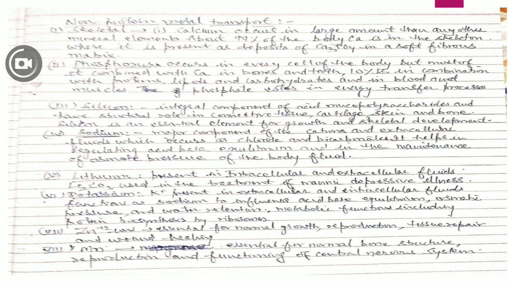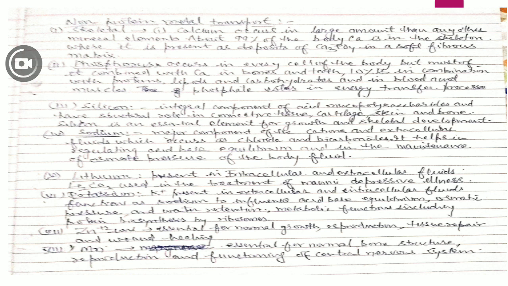is used in energy transfer processes. So these phosphate ester bonds are very useful for the energy transfer from one part of the body to the other part of the body when it is required. And third is silicon, an integral component of acid mucopolysaccharide, which has a structural role in connective tissues.